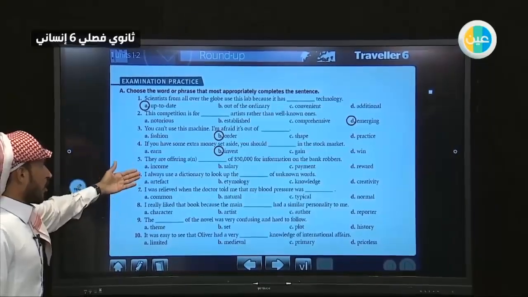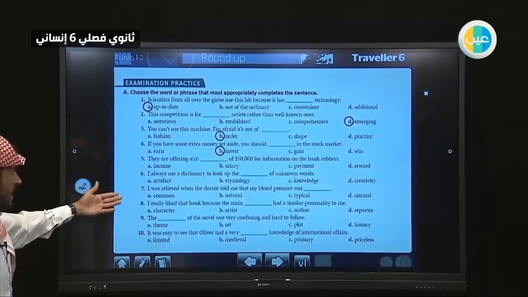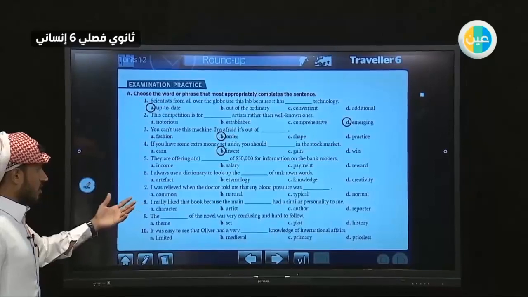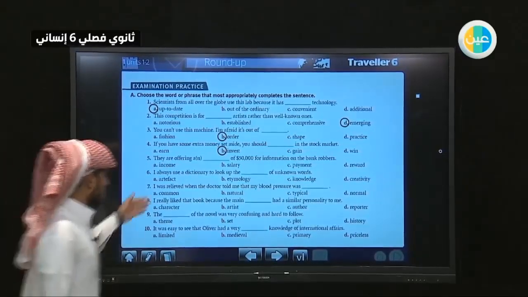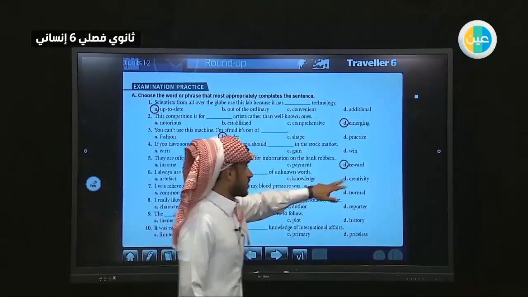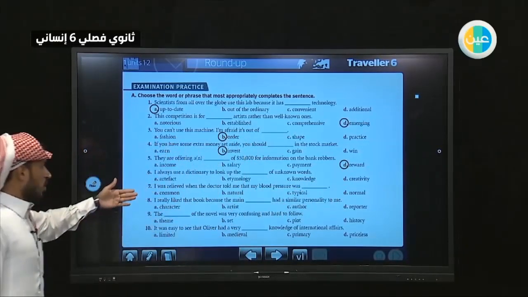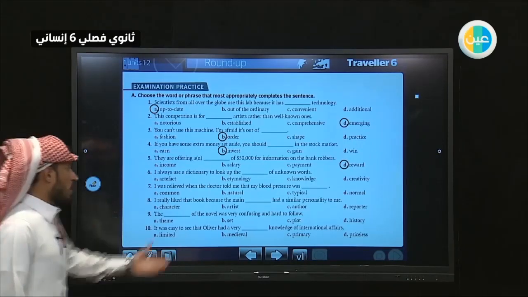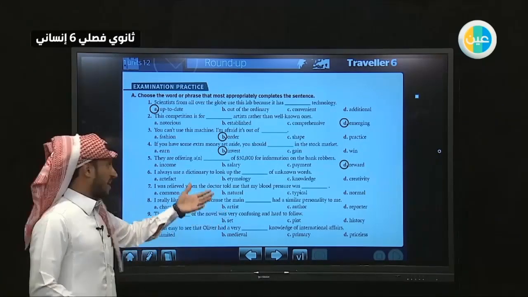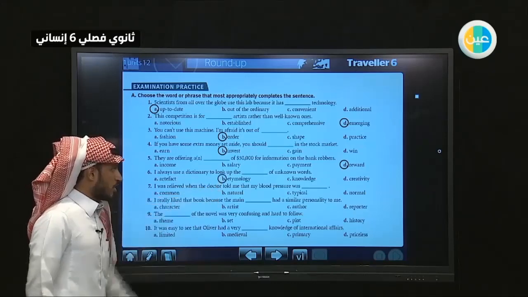Number 5, they are offering a or an of $50,000 for information on the bank robbers. It's a reward. Number 6, I always use dictionary to look up of unknown words. Look up: to search for. أبحث عن. Etymology of the unknown words.